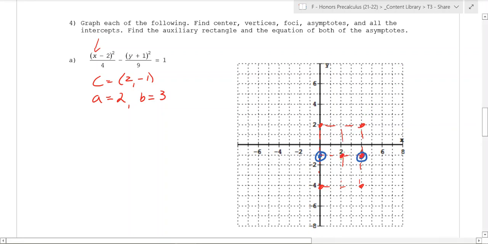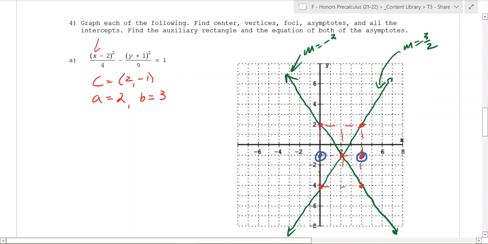So I'll make it a little thinner. It goes up like this, and it goes down like that, and then this one goes like this, and then this one goes like this. Now we can use slope-intercept form. That slope right there is equal to 3 over 2, and this one right here is equal to negative 3 over 2. We'll call this one line 1, and this one line 2. Line 1 is going to be y equals 3 halves x minus 4, because that's the intercept down here. And then line 2 is going to be y equals negative 3 halves x plus 2.